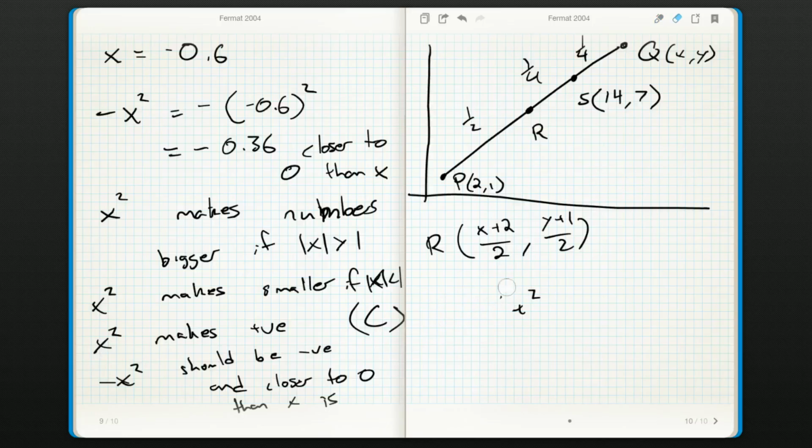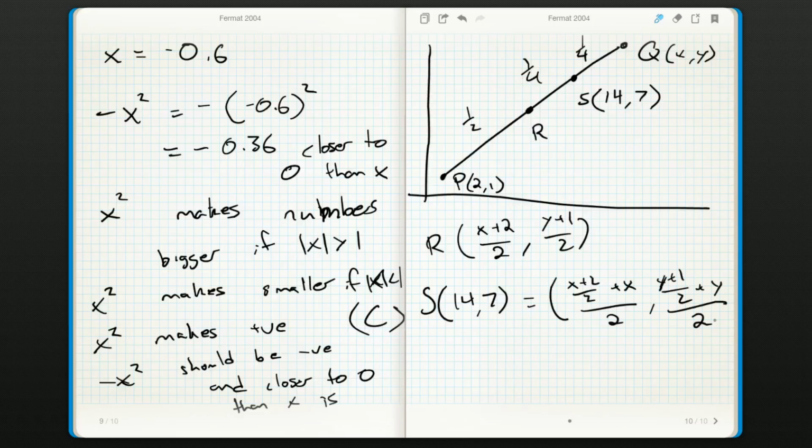We don't have to do that, of course. If you didn't think of that, or if you didn't know that you can do 3/4 or really any fraction along the line by appropriately weighting the x coordinates and y coordinates, that's fine. We can still get S as the average of R and Q. So R has X plus 2 over 2, and then Q has X, so we average those. And then Y plus 1 over 2 plus Y, all over 2 again. Okay, so these give us equations for 14 and 7.